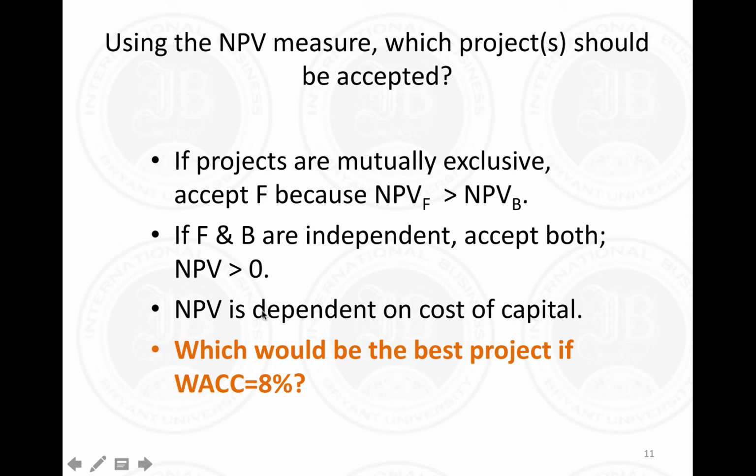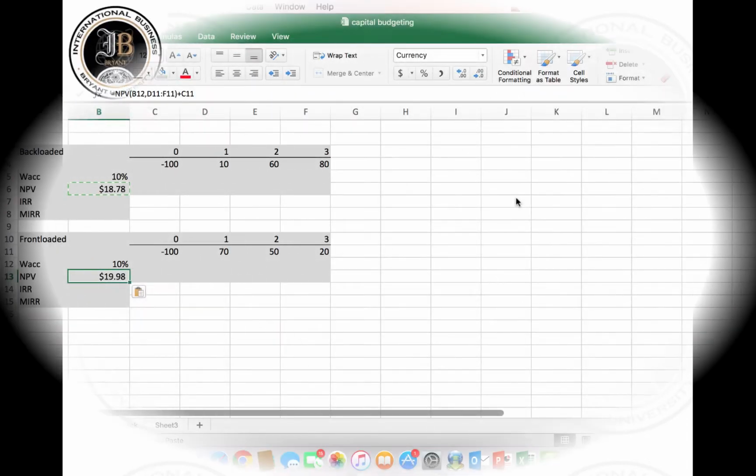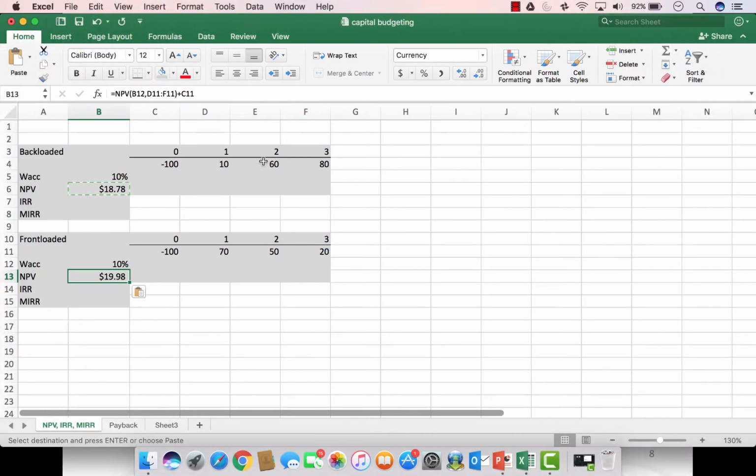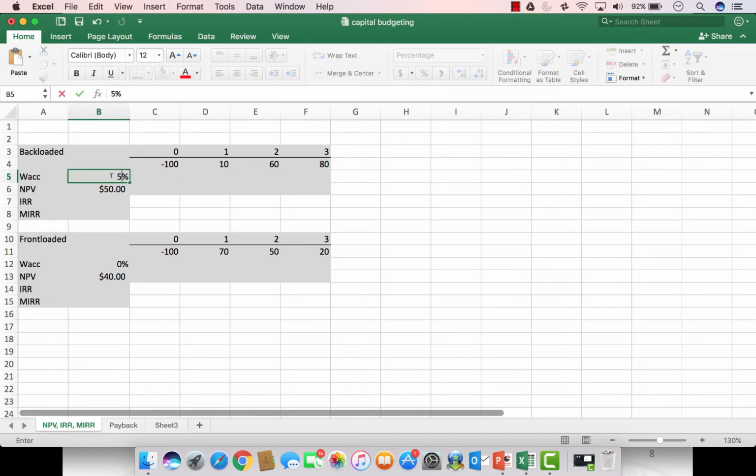Note also that NPV depends on the cost of capital. So question here, which one would be the best project if the WACC was only 8%? Let's take a look at it. Earlier in this video, we said that if the interest rate was 0, the NPV of this project back-loaded was going to be 50, meaning all these cash flows were going to be equally weighted. There was no risk or no more cost for waiting 3 years for this $80 to come to 0. But as interest rate would go higher, this number would change.